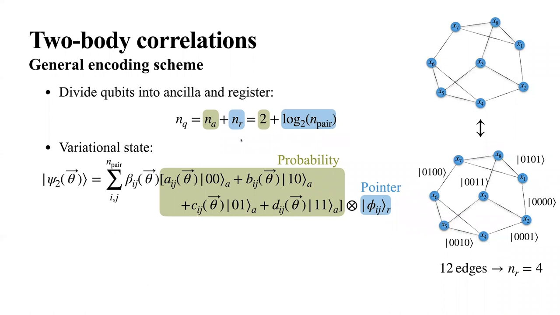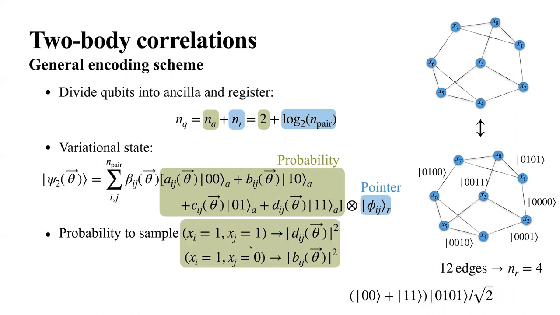And the quantum state adopts the same exact form. We have a pointer. This is the register qubit, the register basis states. It points to pairs. And now I have 2 qubits as the ancilla. That gives me the probability, for example, to be 1, 1. What is the probability to be 1, 0 for my classical variable? Probability being 0, 1, and so on. It gives me all the probabilities for my different pairs.